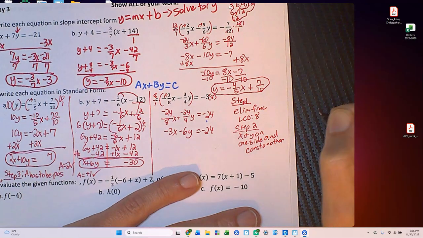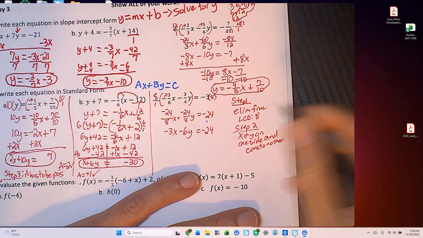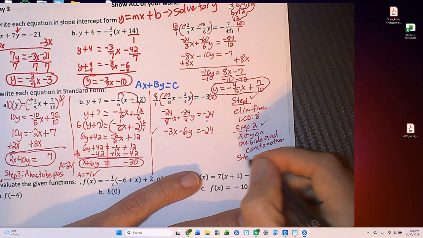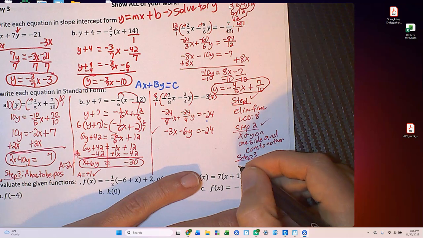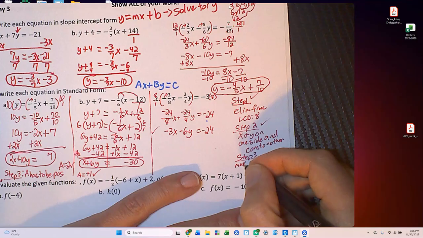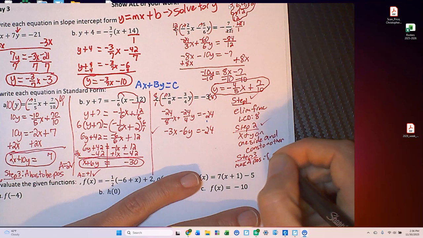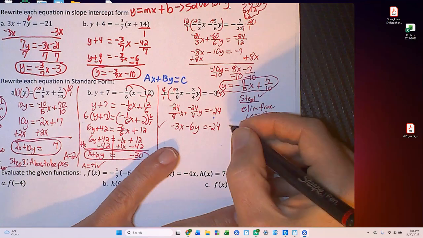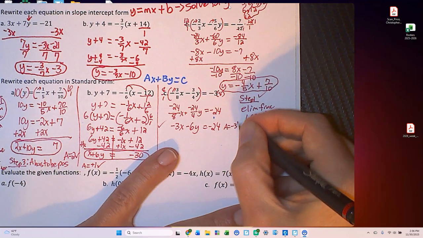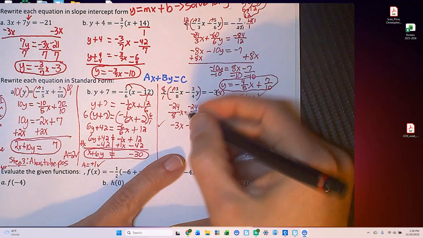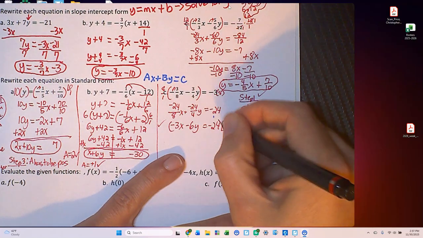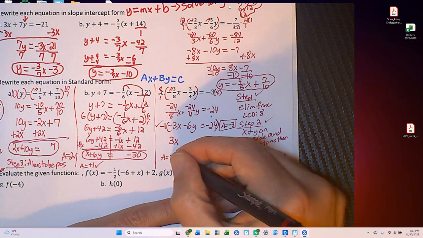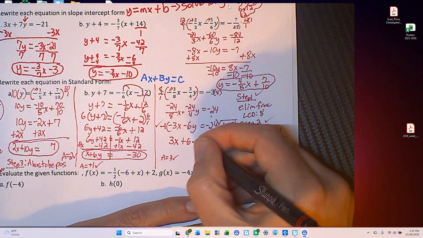X and Y on the same side and the constant on the other, check. Okay, make A positive if needed. Right now A is -3, so that's not positive. So you multiply everything by -1. Now A is positive. Check. Everything gets a sign change.